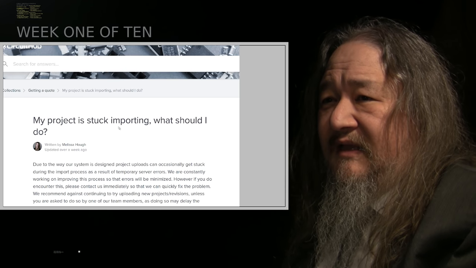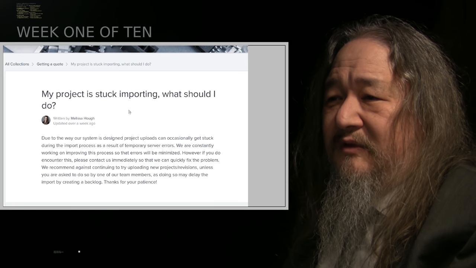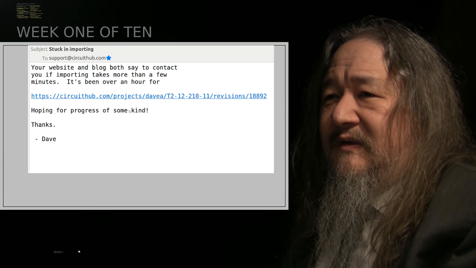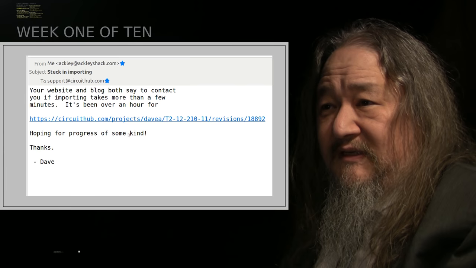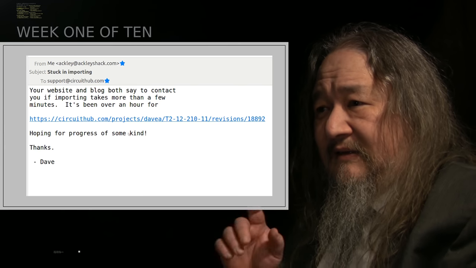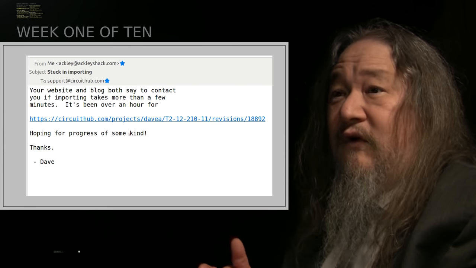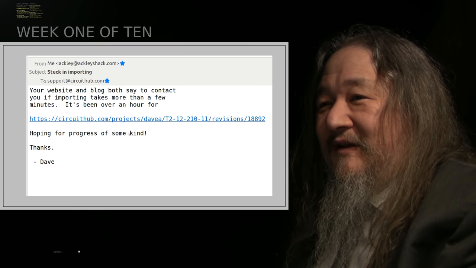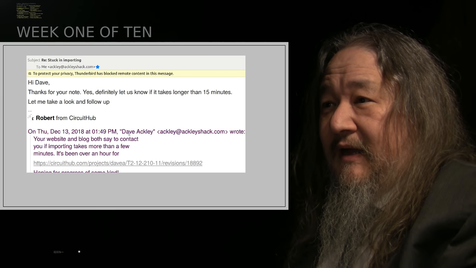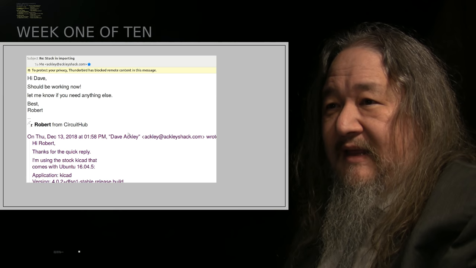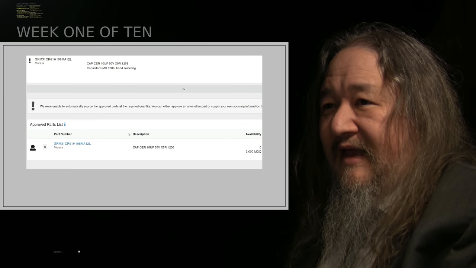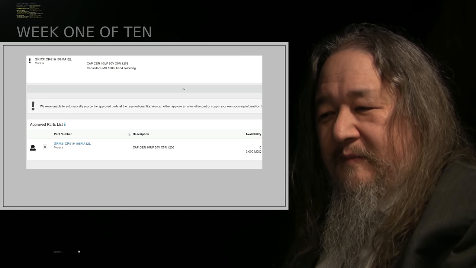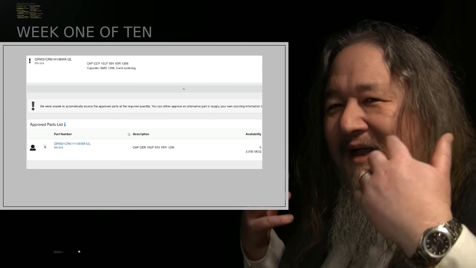Eventually, I started Googling it, and yeah, this has happened to other people, and it says send mail, so I sent mail, and I can certainly say that the folk at CircuitHub responded quickly, and they looked into it and they got it working.